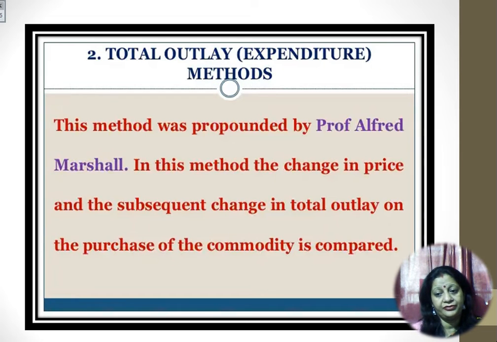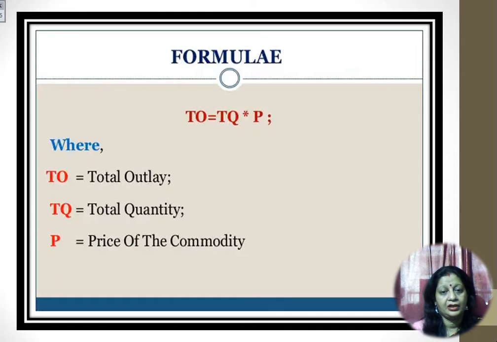Total outlay method: if we are going to measure the expenditure, up to what extent expenditure has occurred in our company, that can be measured with the help of the total outlay method. This method was propounded by Professor Alfred Marshall. In this method, the change in price and the subsequent change in total outlay on the purchase of the commodity is compared. The formula is TO equals TQ into P, where TO is total outlay, TQ is total quantity, and P is the price of the commodity.